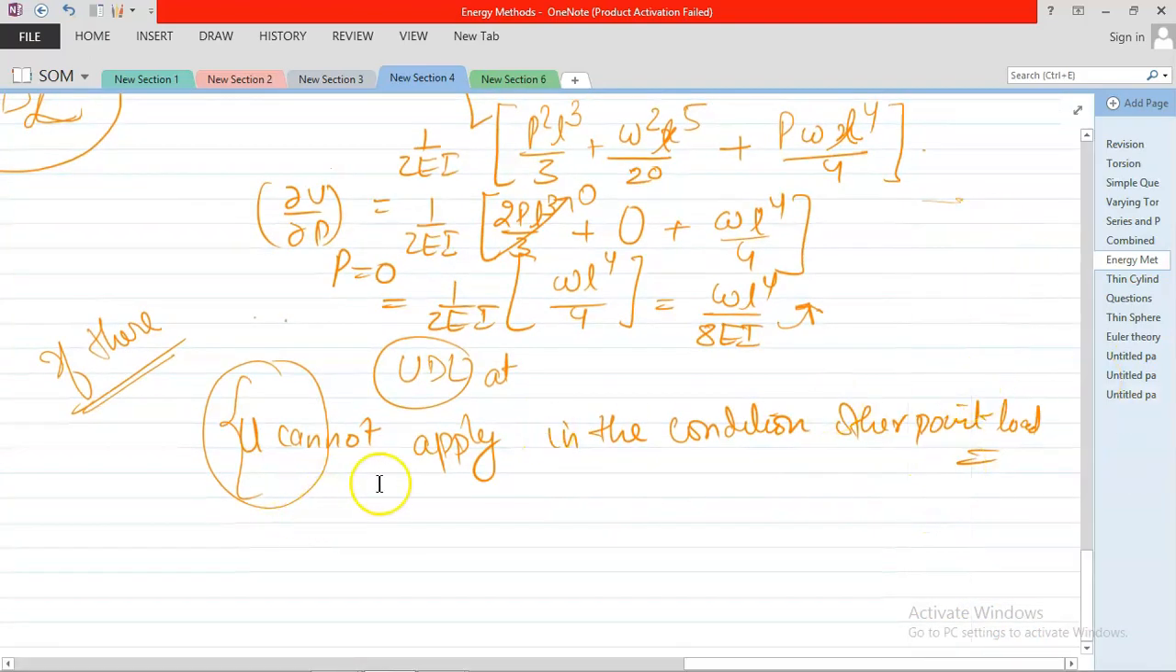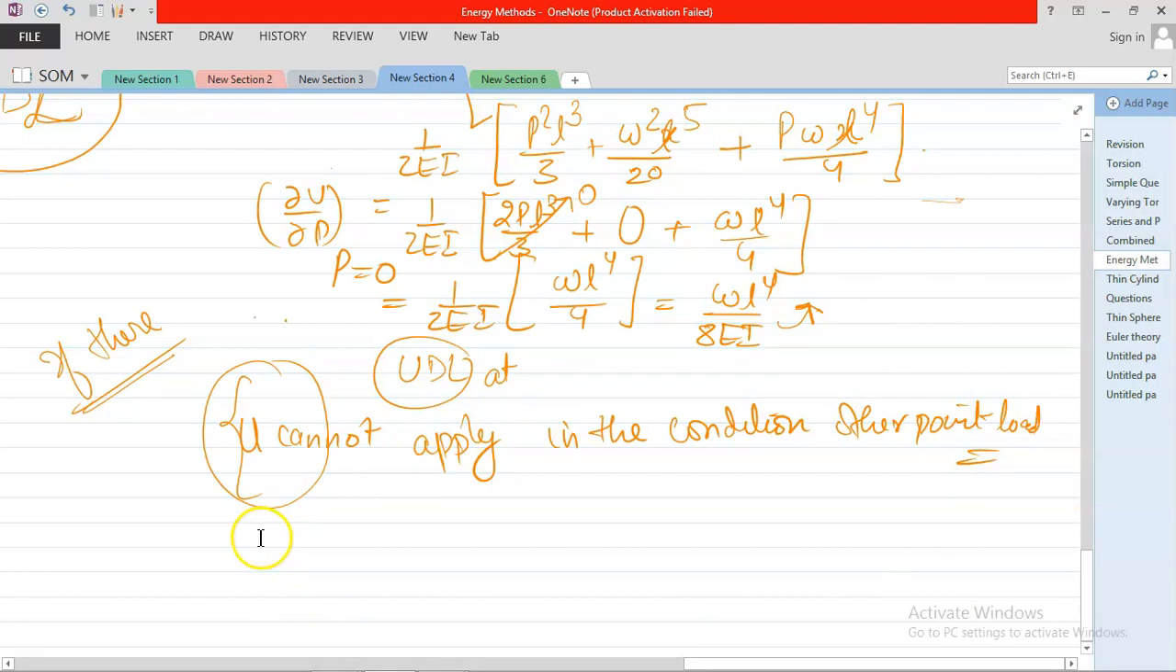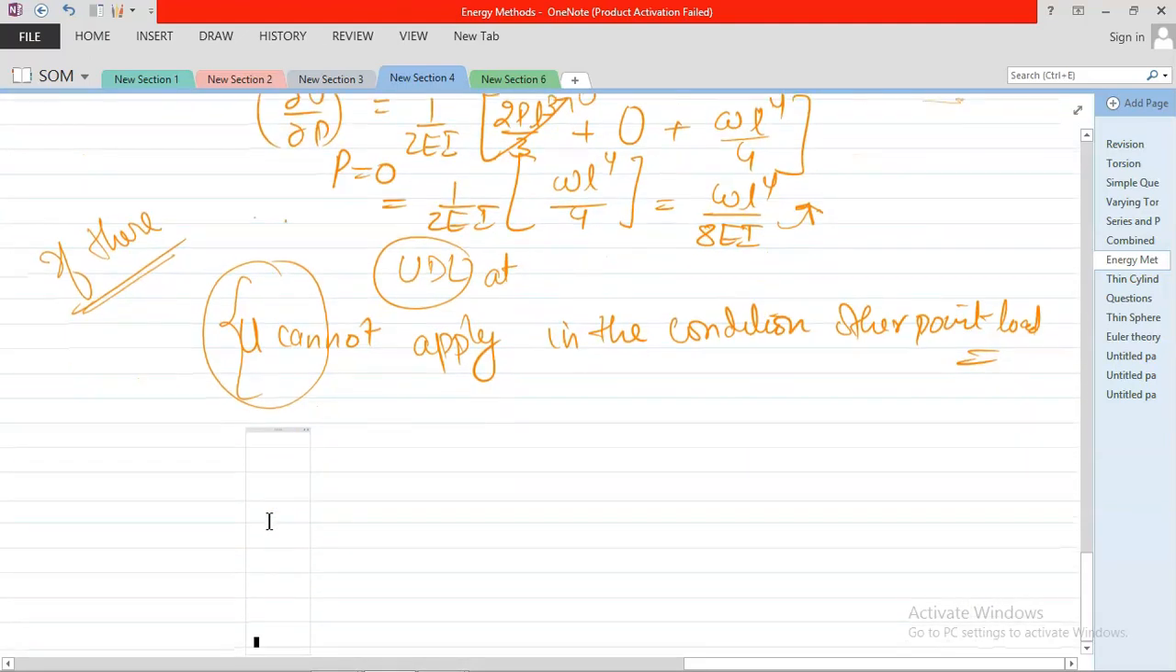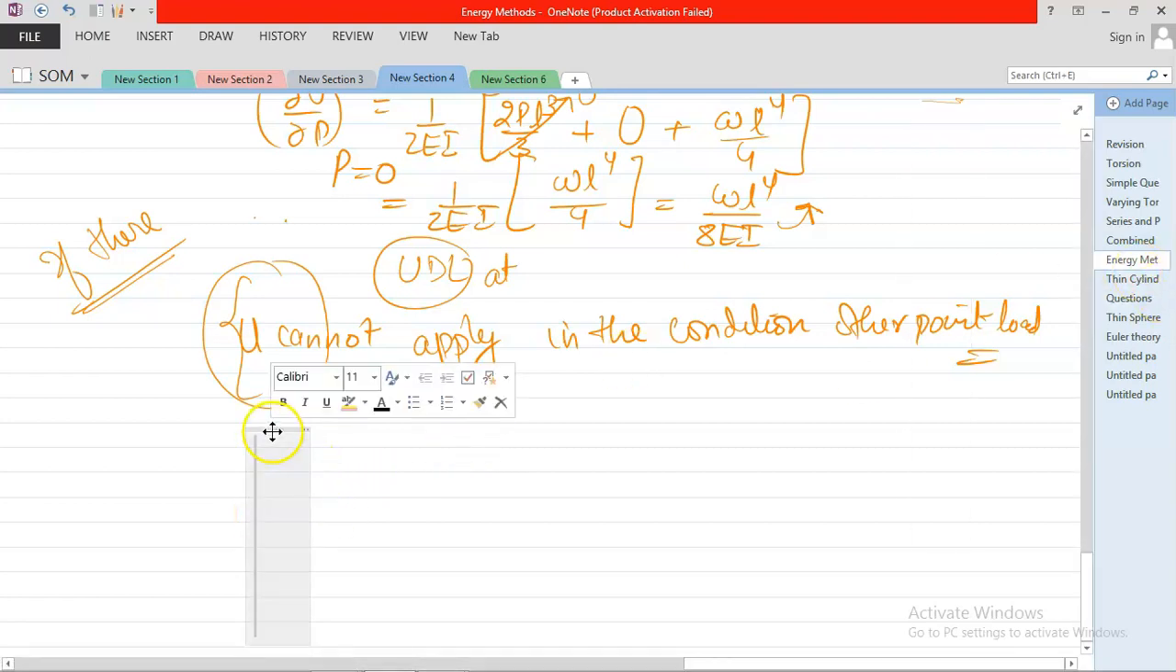Now I'm going to give you a few questions. Okay, I think that is enough, because I have only 1 hour left, so I will go with the thin cylinder also. So solve the strain energy problem.